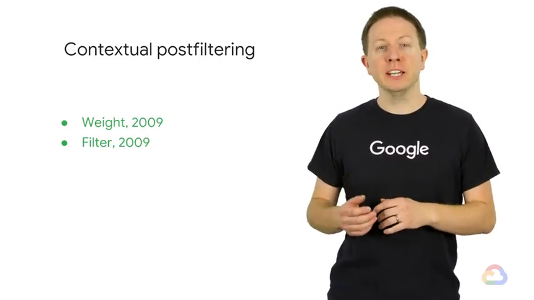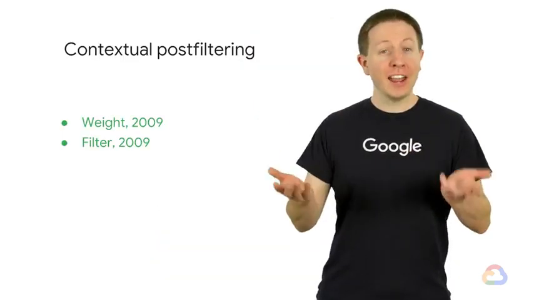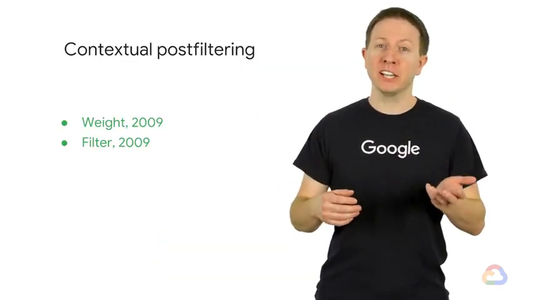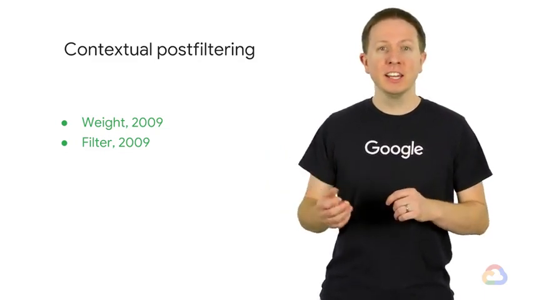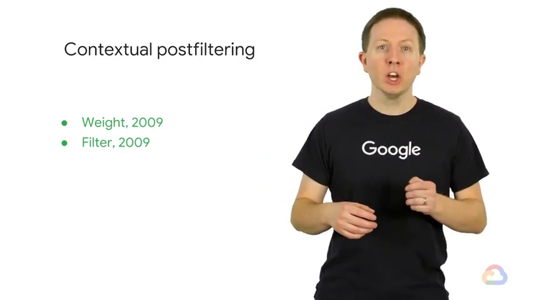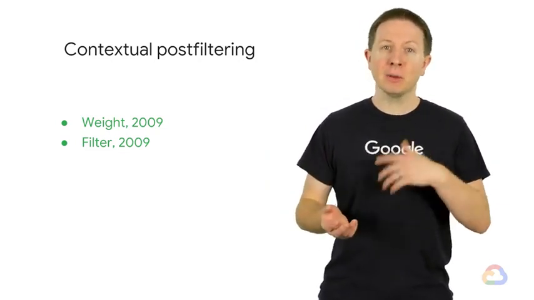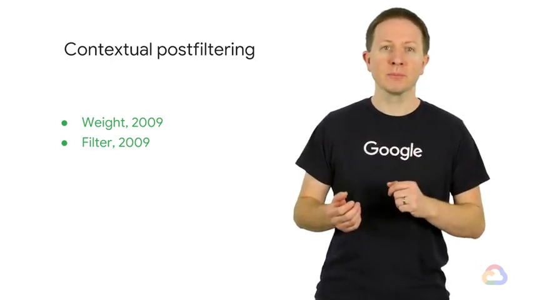Contextual post-filtering has several methods, of which weight and filter are the most popular, and are based on adjusting the non-contextual recommendations based on the context's relevance to the user. To find this relevance, the contextual probability is calculated for user I, choosing item J, in context C. This is calculated by dividing the number of users similar to user I, who chose the same item J in the same context C, by the total number of users similar to user I.